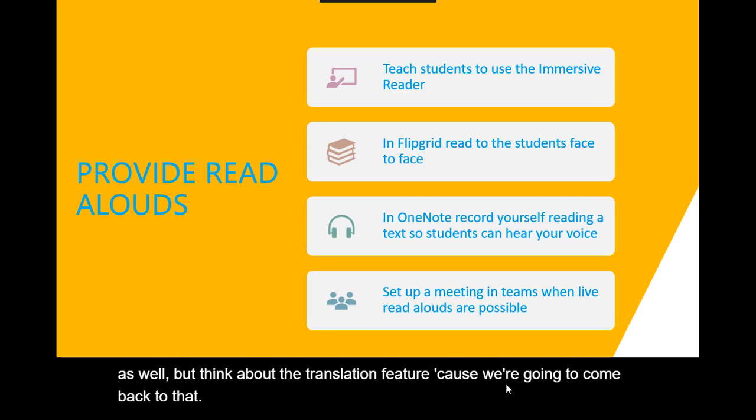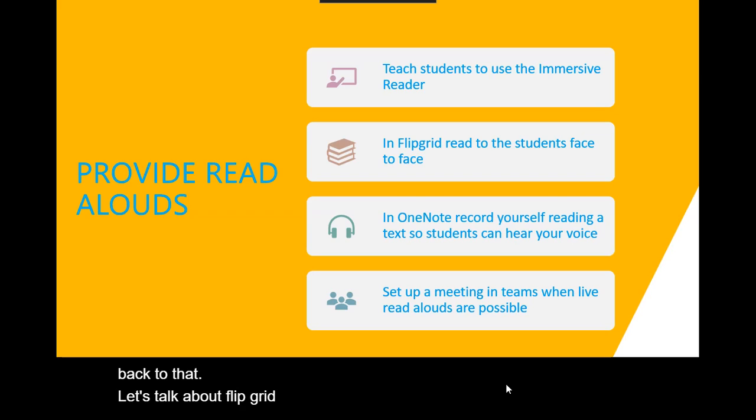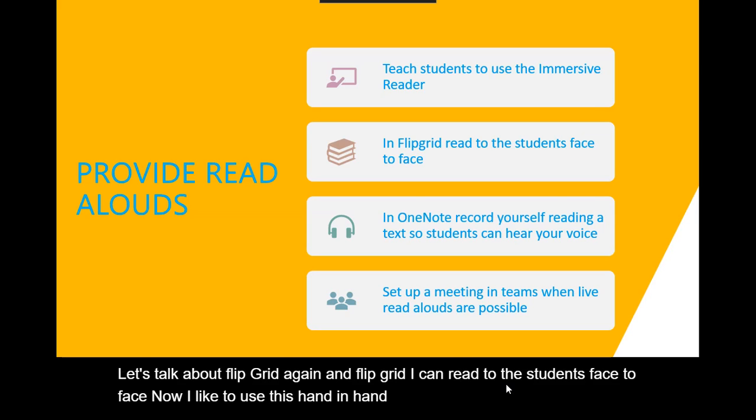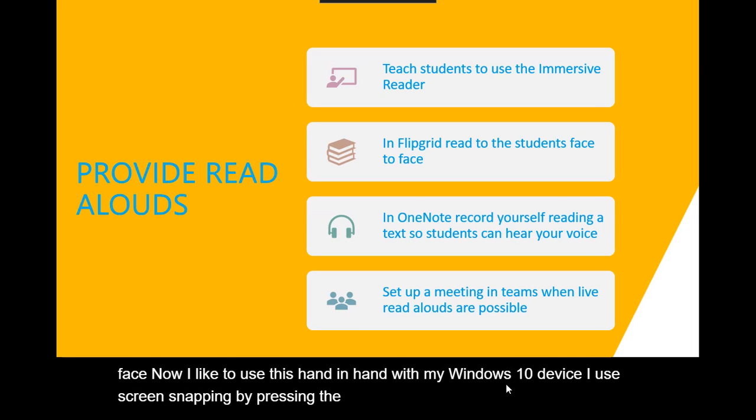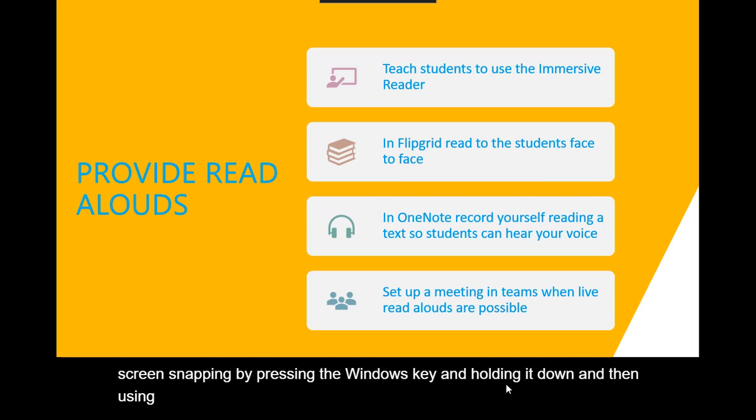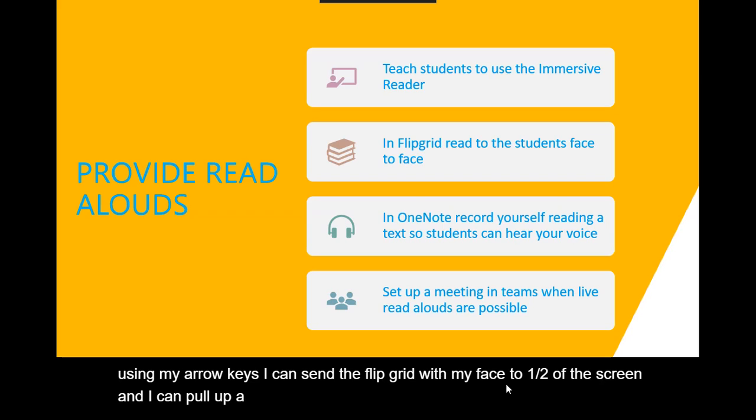Okay, let's talk about Flipgrid again. In Flipgrid, I can read to the students face to face. Now, I like to use this hand in hand with my Windows 10 device. I use screen snapping by pressing the Windows key and holding it down, and then using my arrow keys. I can send the Flipgrid with my face to one half of the screen, and then I can pull up a copy of the story on the right hand side of the screen.